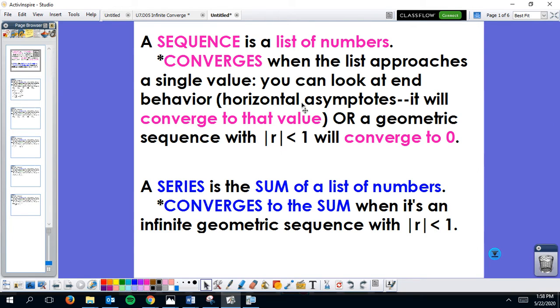So arithmetic sequences or series will never converge. Those are just adding or subtracting the same number over and over, and they're not going to approach anything. That's like looking at a line, and a line just goes to positive infinity or negative infinity and won't approach anything. So typically we're looking at only rational expressions and geometric sequences or series. All right, so let's do some examples.